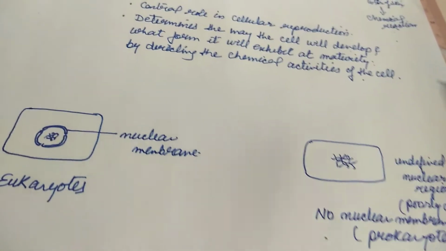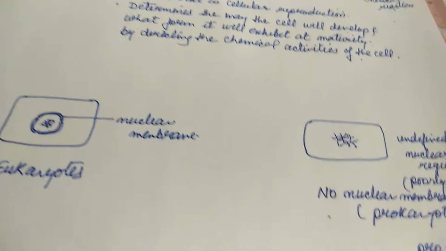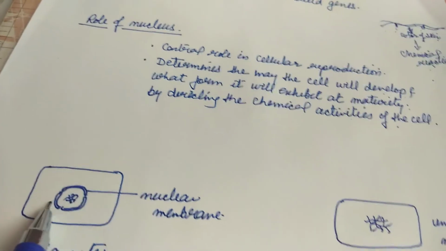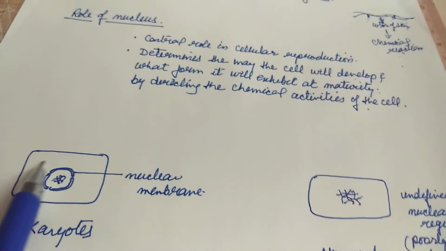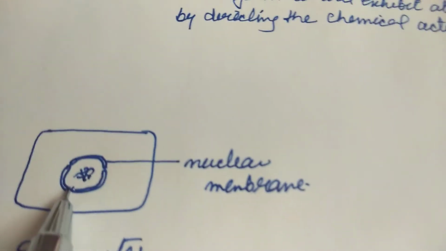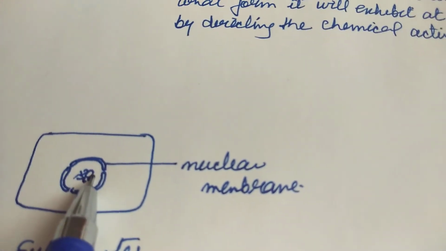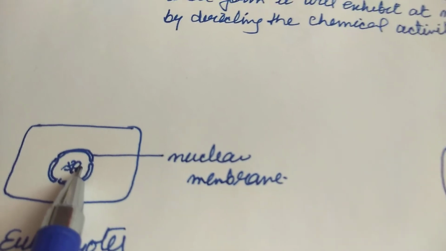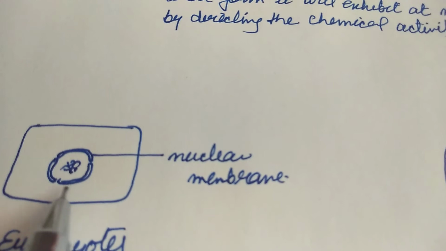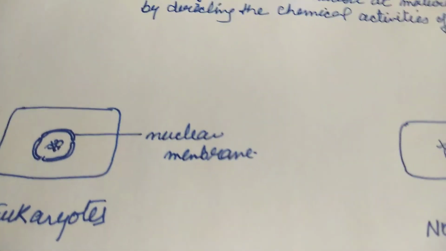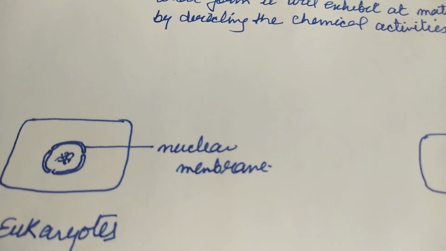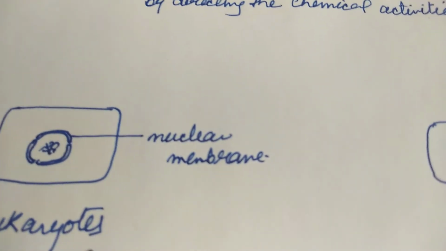Right. And if we further talk about this nucleus, there are cells where the nuclear membrane is present. We have talked about this: this is the cell membrane, and this is the double-layered nuclear membrane, with nuclear pores and the chromatin material in the center. So cells where this nuclear membrane is present are called eukaryotic cells, and the organisms are called eukaryotes.